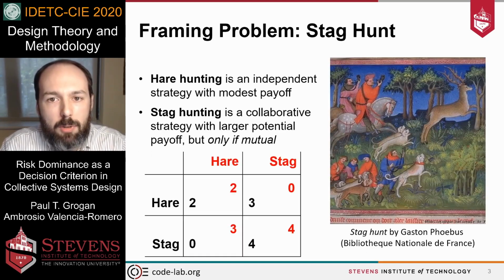We frame the problem starting from a stag hunt game, where two hunters have two different strategy alternatives. They can either pursue a hare hunting strategy, which allows them to act independently to achieve a relatively modest payoff, or a stag hunting strategy, which is a collaborative strategy that yields a much higher payoff, but only if both hunters pursue this option.